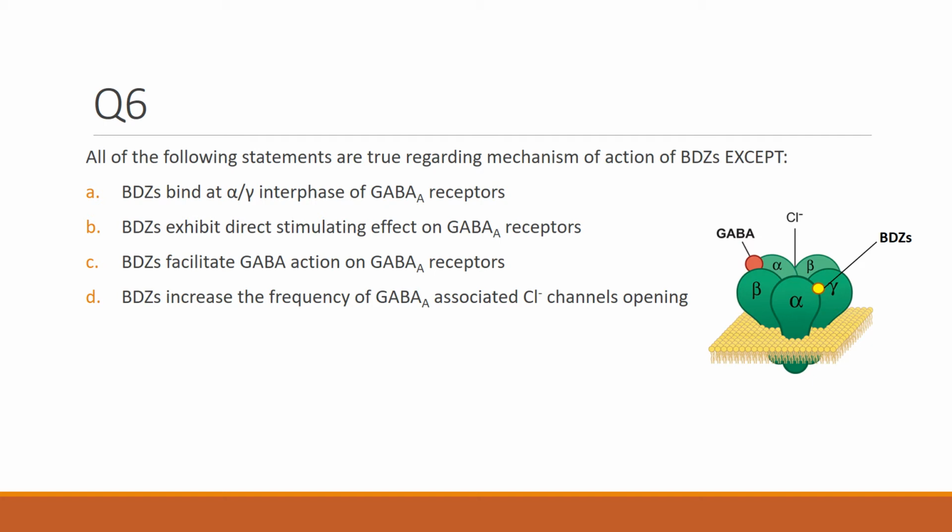The correct option is benzodiazepines exhibit direct stimulating effect on GABA A receptors. This is the only mechanism among the four options which benzodiazepines are devoid of. Benzodiazepines do not exhibit GABA mimetic effect.